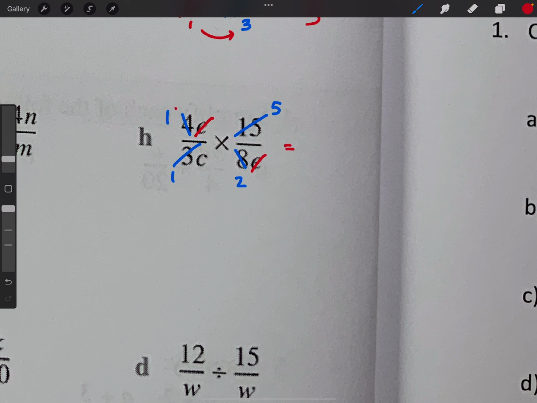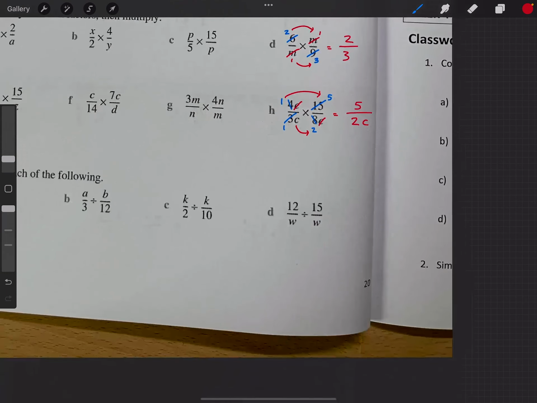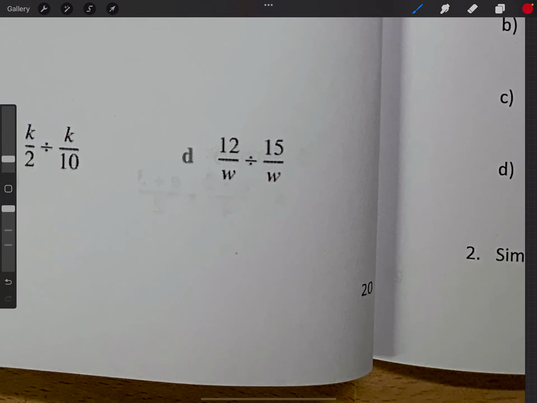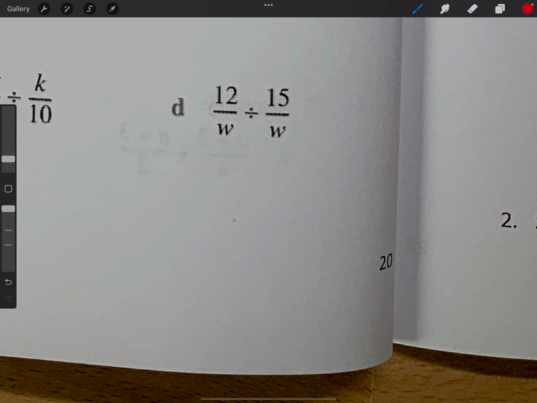So the answer is 1 times 5, which is 5, over 1. Actually, this is okay. C times 2, which is 2C. There's your answer there. Simplified. All right. Question 4, simplify each of these. So let's do another division question. All right.